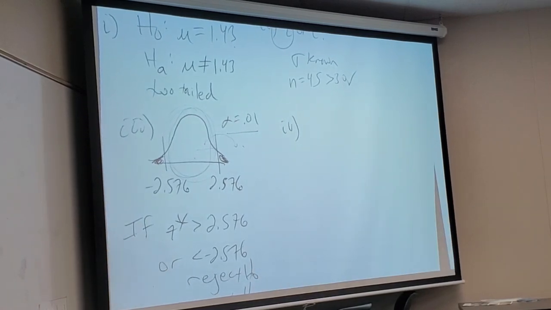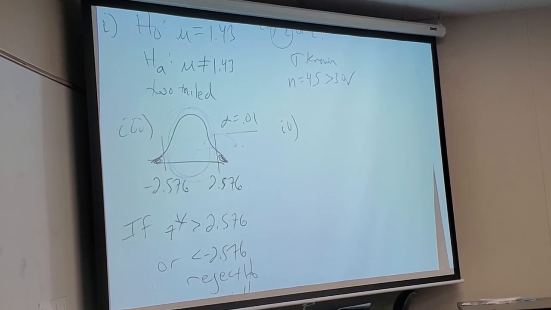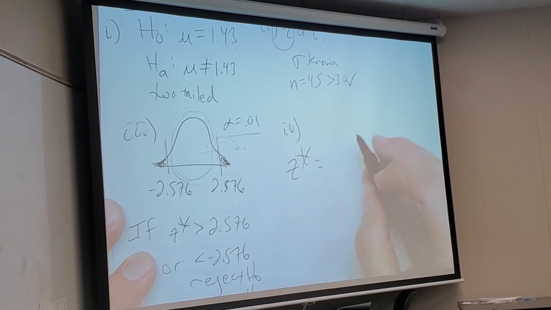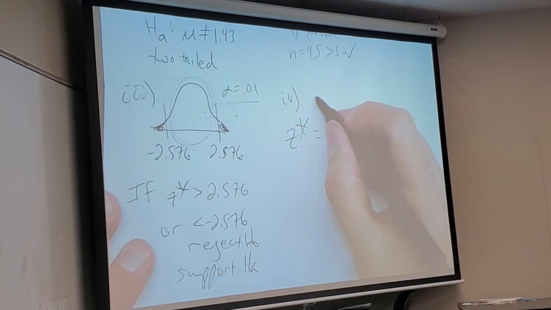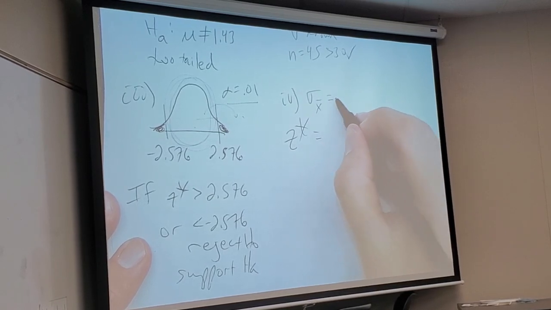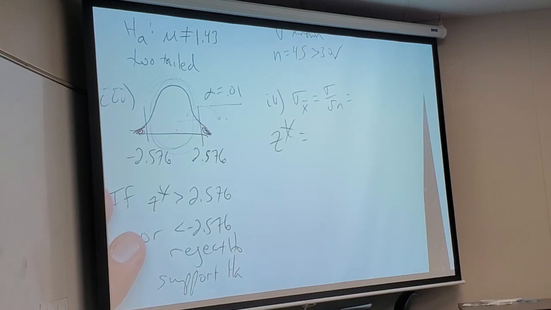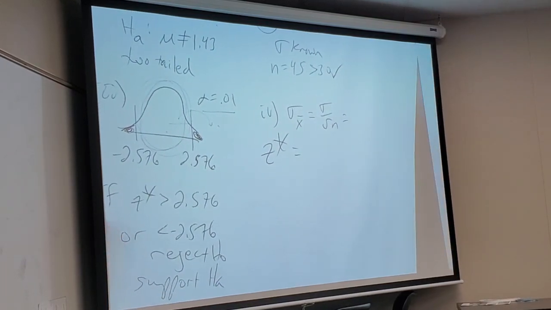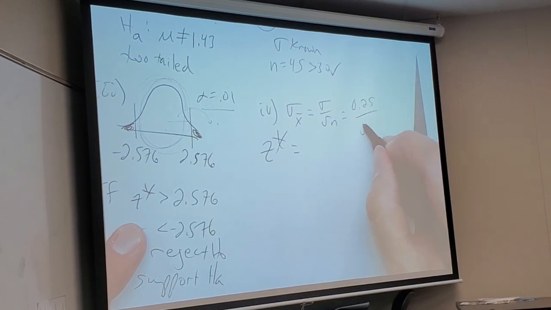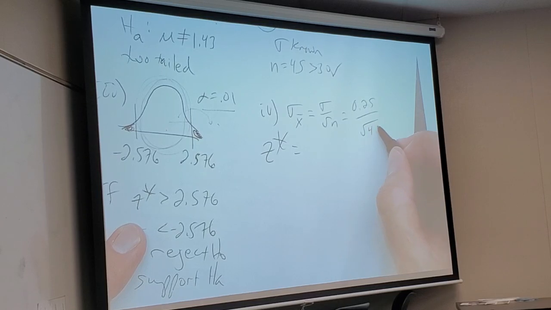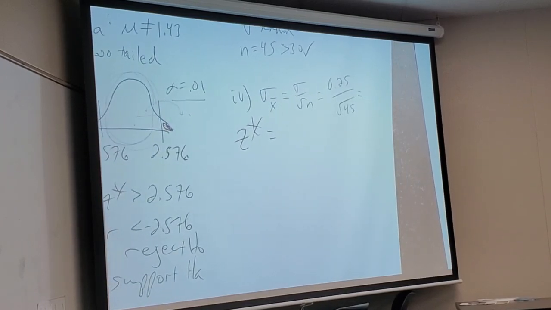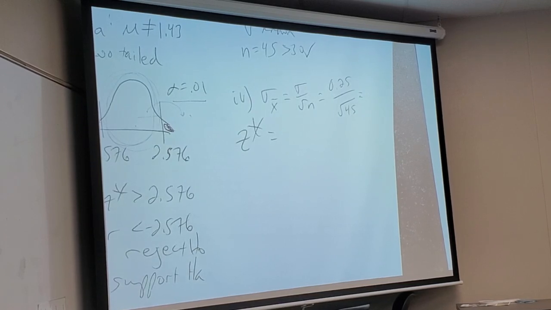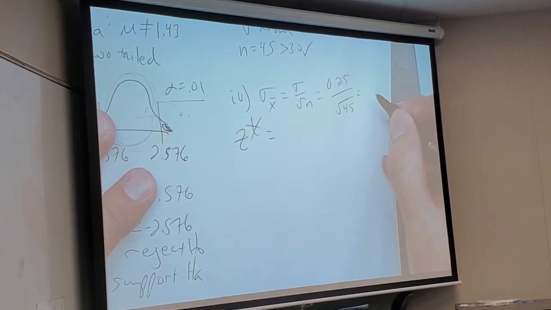So step four now is, okay, we've established what far enough away is. How far away do we get? It's where we calculate our z star, right? What's the formula for z star in this case? What do I need to do first, actually? Get my new standard deviation, right? So what did they tell us? Standard deviation was 0.25. Where am I at? Yeah, I think it's 0.037.